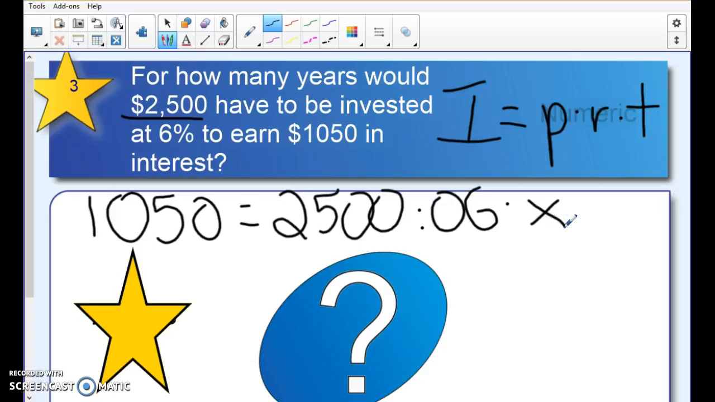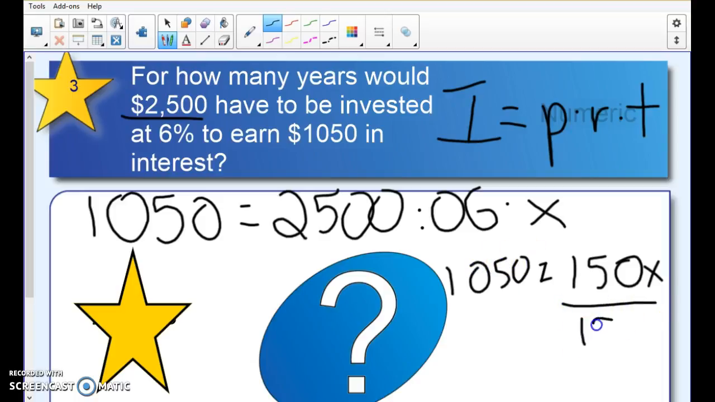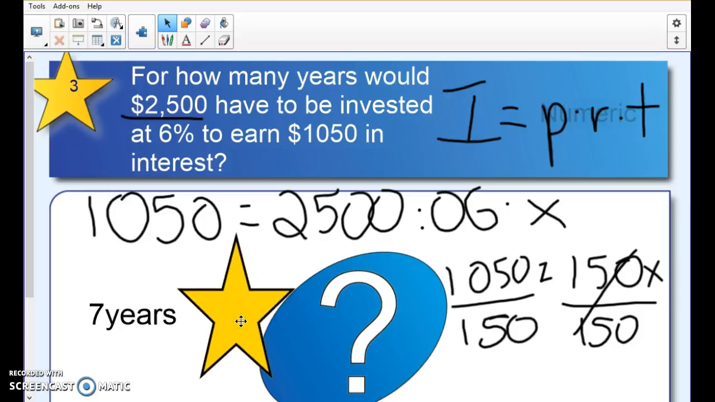Alright, so now it just turns into an algebra problem. So 2,500 times 0.06 is going to give me 150. So 150x, because I still don't know my time. So I get 1,050 equals 150x. Divide both sides by 150. And I end up with 7 years. That means this is a little more how it would go where, oh, I have this money, I want to earn this much more money, how long would it take me? Well, it would take me 7 years to get that extra $1,050.